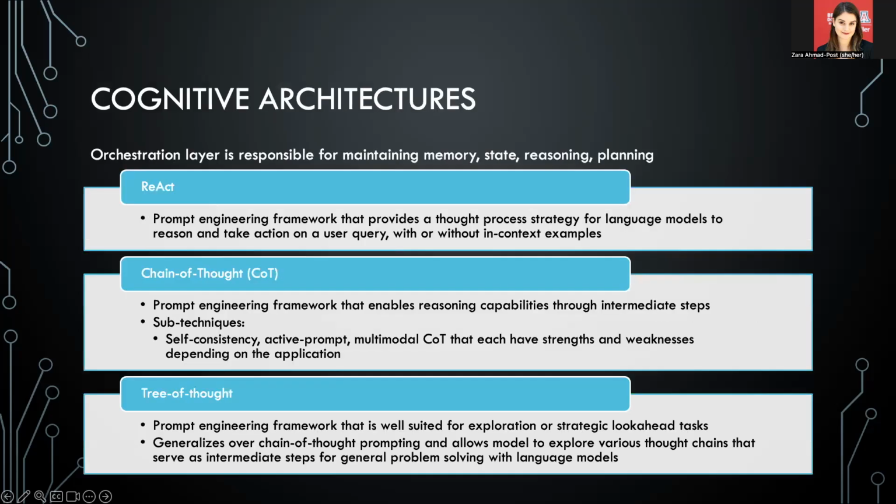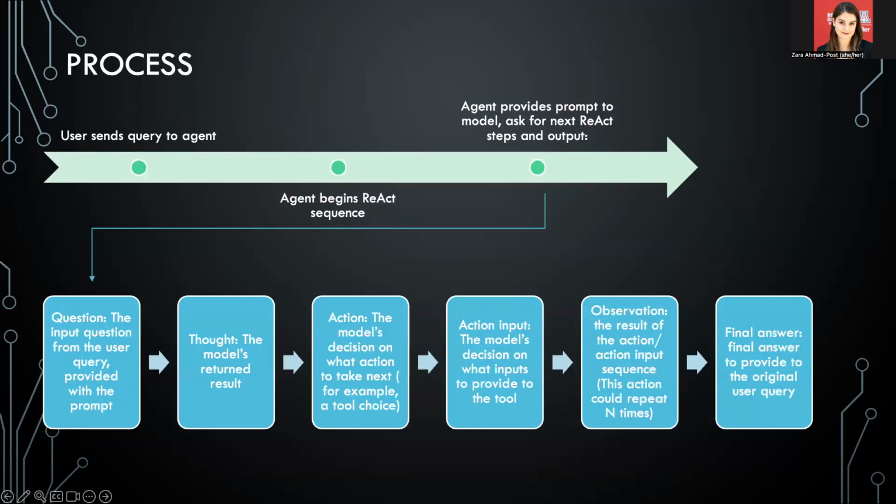Okay, so with only like 1 minute left, we have other things besides LangChain that are just good to be aware of. I'm not going to go over these in depth, but next lecture, we'll talk a lot more about LangChain. We have React. We have Chain of Thought, which is a prompt engineering framework that's going to enable reasoning capabilities through intermediate steps. And then we have Tree of Thought, which is a decision tree for Chain of Thought. And I think that's all the time we have.